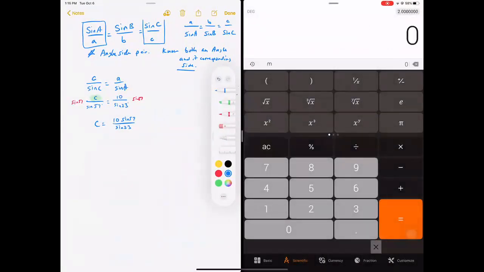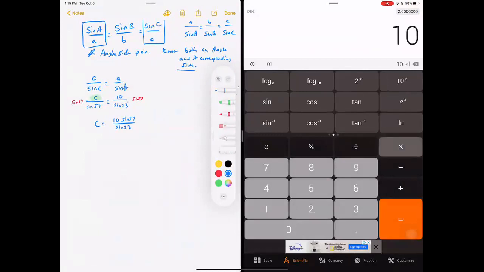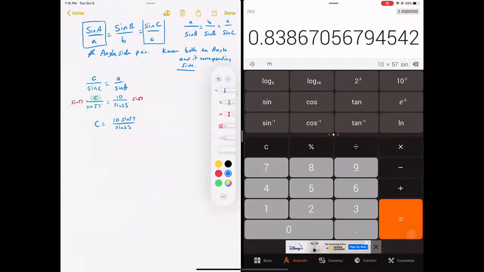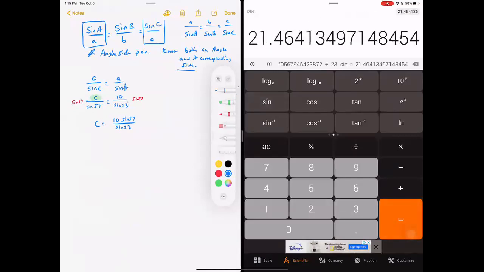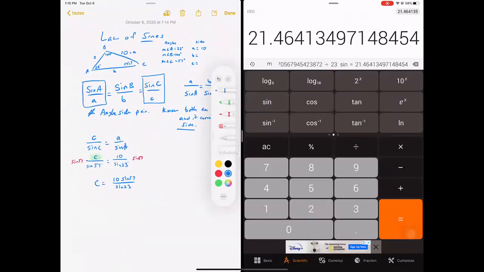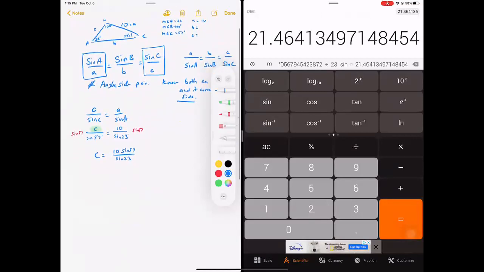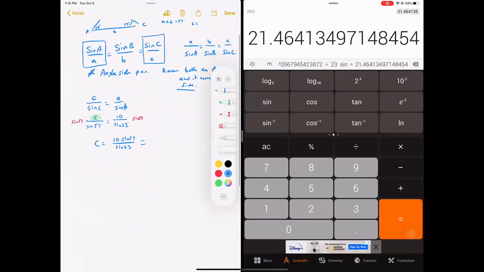Okay, on my calculator, I'm going to type it as I see it. 10 times, I don't hit sine first. On my cheap calculator, I always have to hit the number first, 57. 57 sine equals divided by 23 sine equals. And it's telling me my side is 21. That makes sense. So C is 21.46. That's the side C.